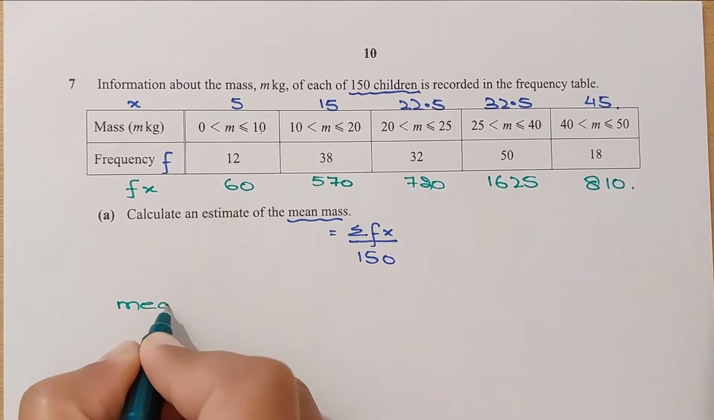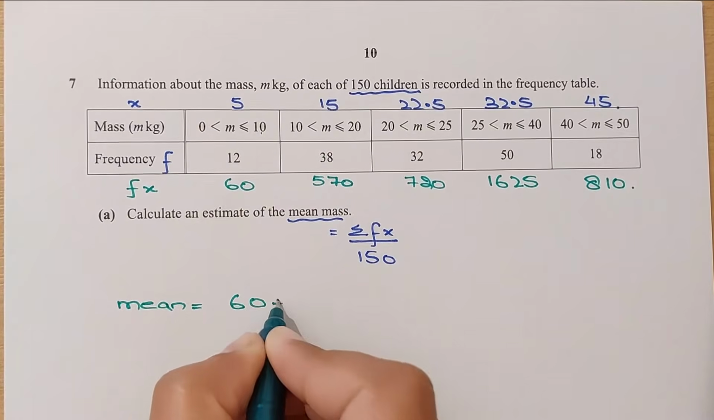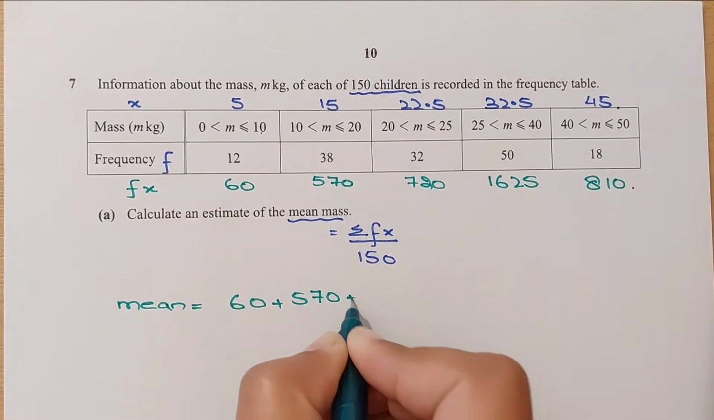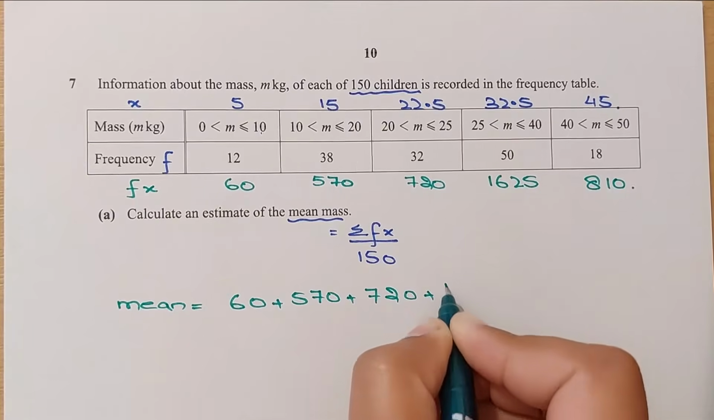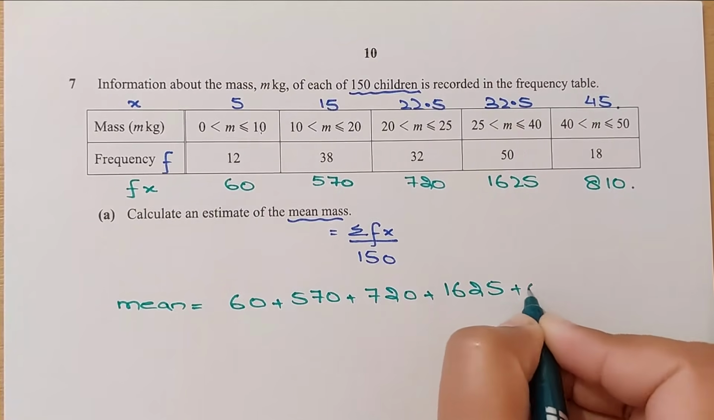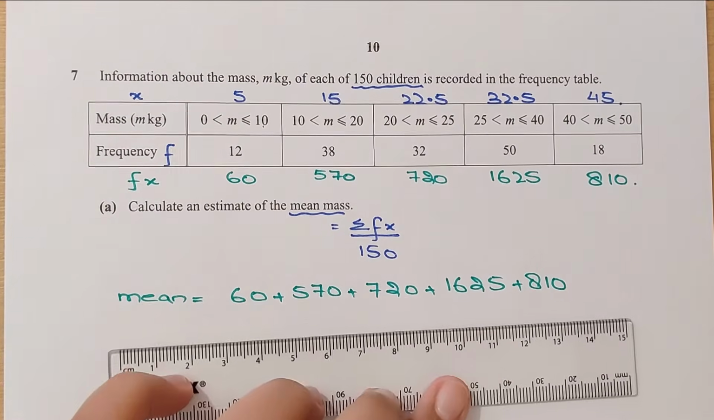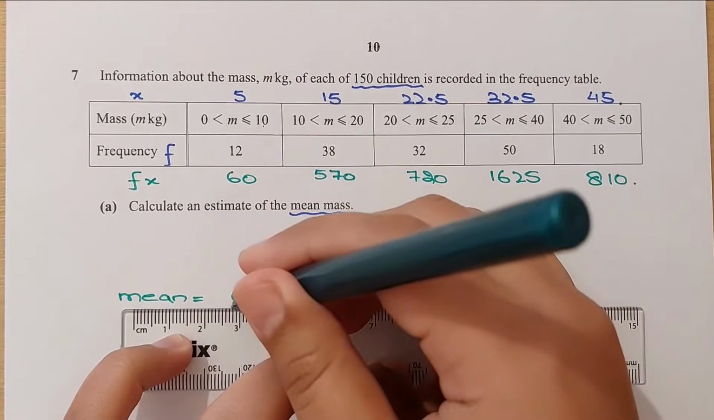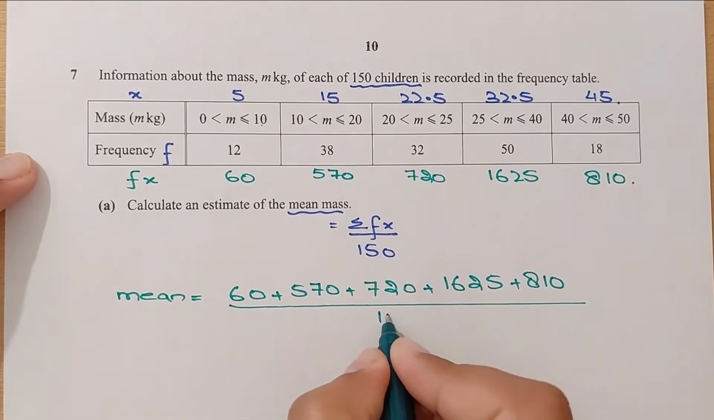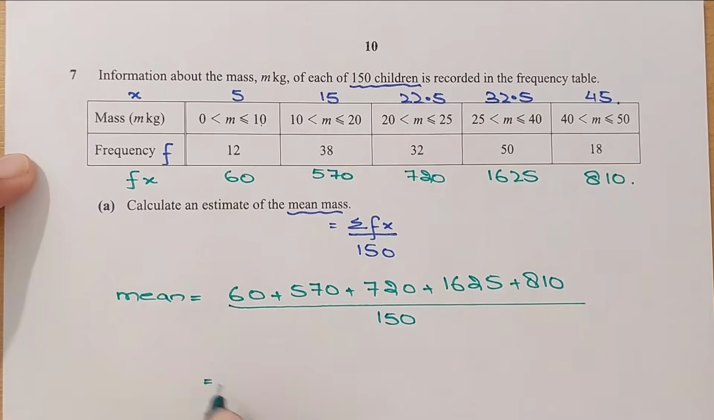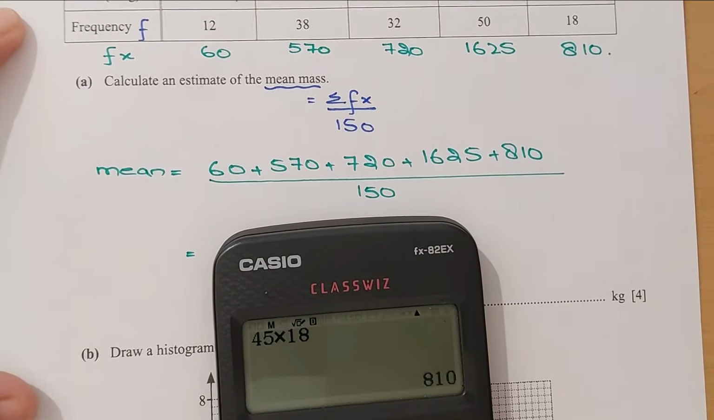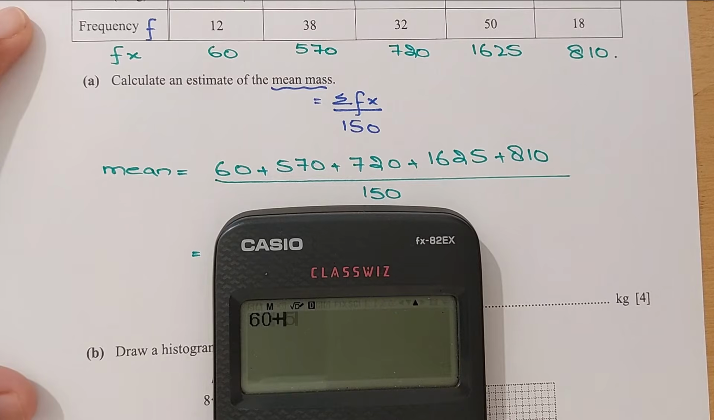So we can say the mean is the sum of fx, that is 60 plus 750 plus 720 plus 1625 plus 810, right? And dividing by the total number of children, that are 800. Sorry, 150. So let me divide this by 150. So let me find the mean. Do the sum of all the numbers. This is 60 plus 750 plus 720 plus 1625 plus 810, and divide by 150.